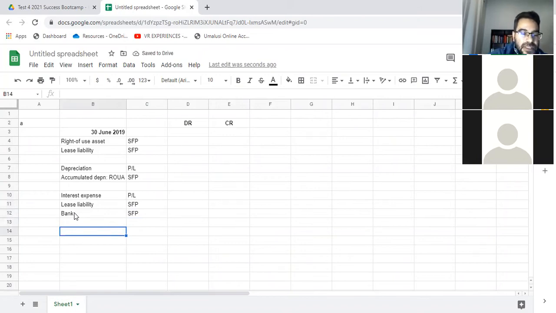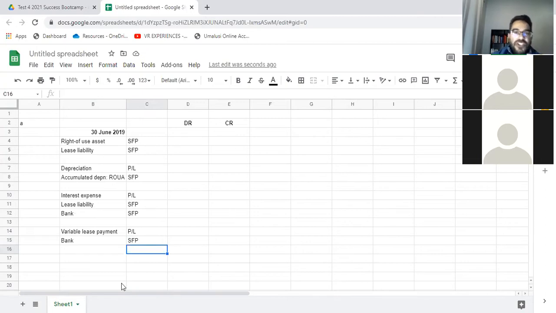Then we will have a variable lease payment. So we're going to debit variable lease payment, P&L, and credit bank, SFP. They never said whether we paid it in cash, but just assume it's in cash, it doesn't matter. So remember, we are dealing with the 30th of June 2019 financial year, so 1 July 2018 to 30th June 2019.